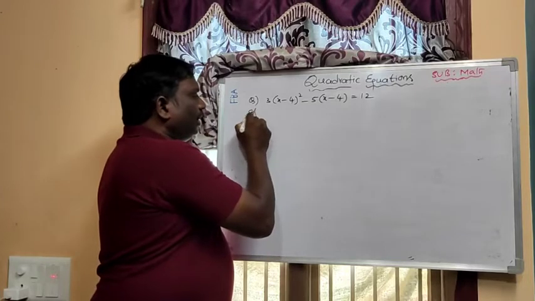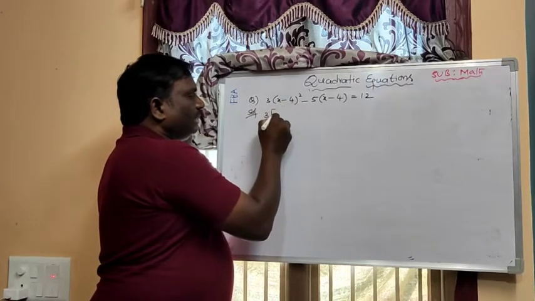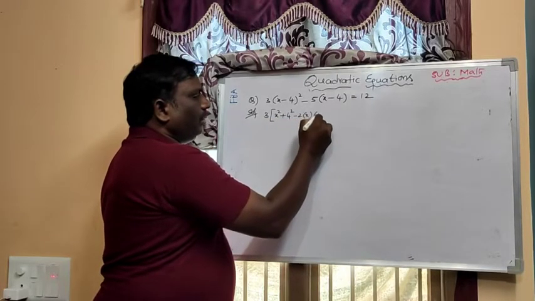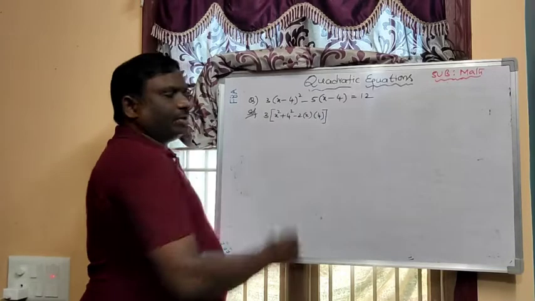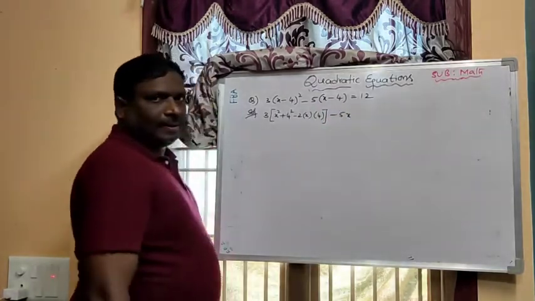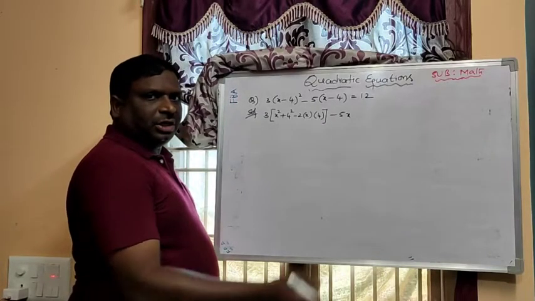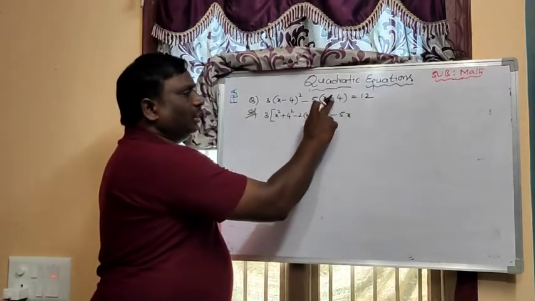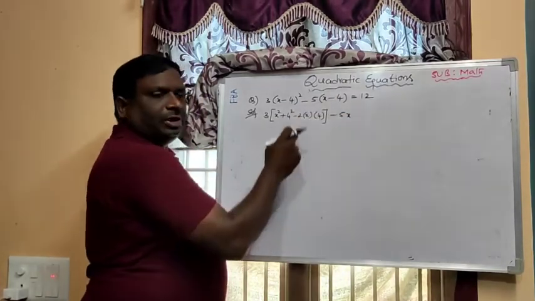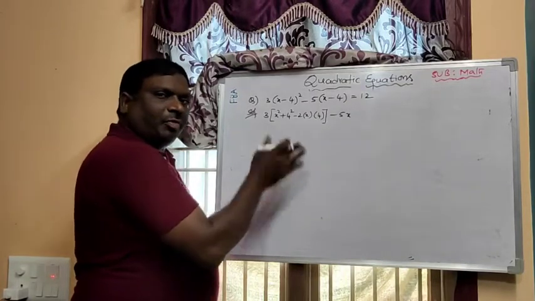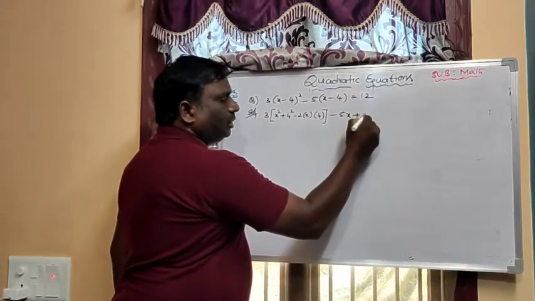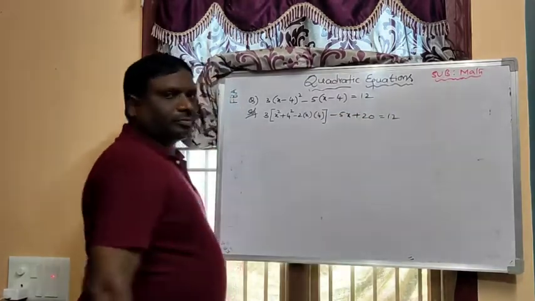So now 3 into (x² + 4² − 2ab). Close the bracket. First term completed. Coming to the second term, −5(x − 4). Children are making mistakes here only. Directly they are writing −4, not multiplying with 5. Definitely we have to multiply with 5. Before multiplying, we have to multiply their symbols also. Minus into minus is plus, 5 fours are 20, equal to 12.